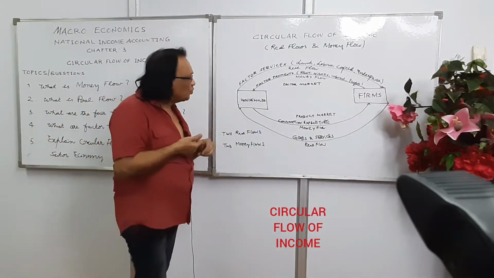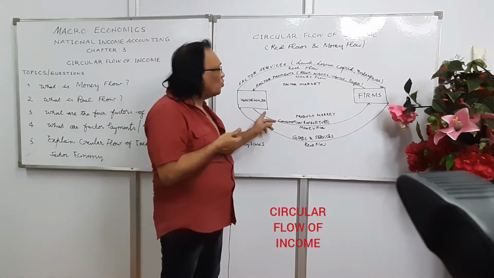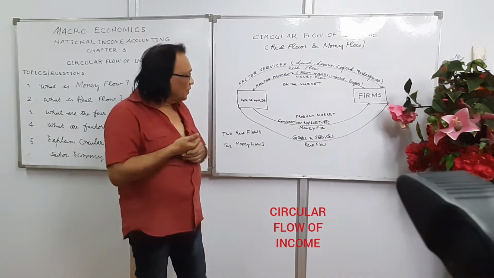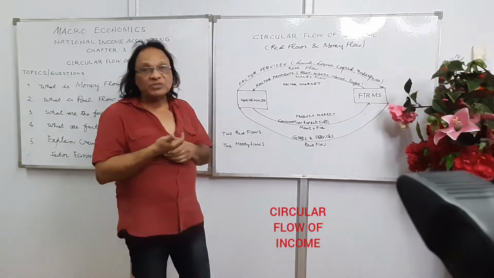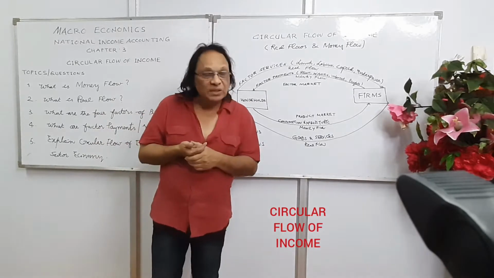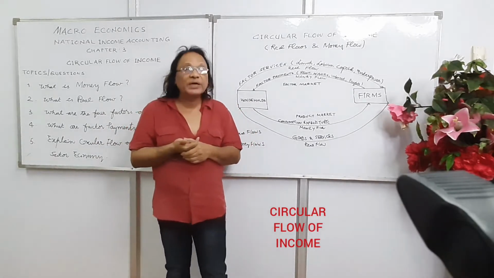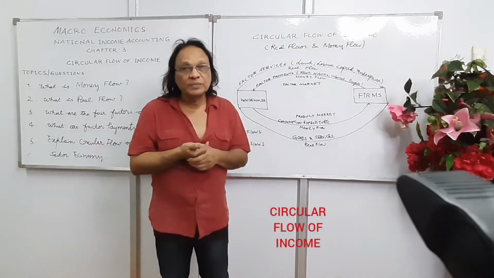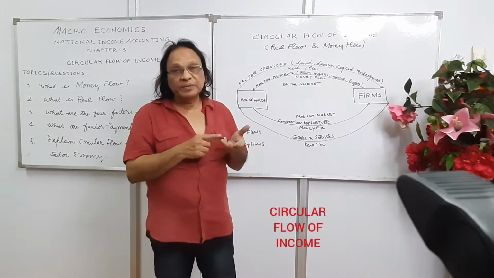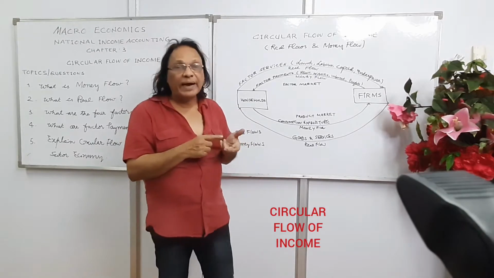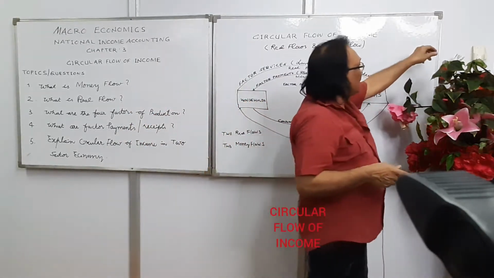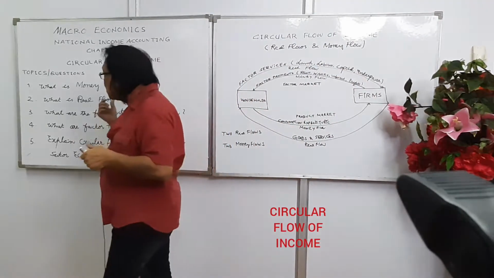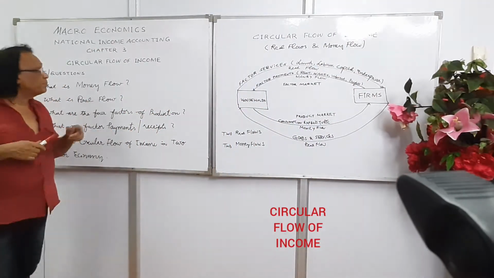The 2 sectors we'll be talking about are households and firms. There are 5 sectors in the economy, but the other 3 sectors are not in your syllabus for class 12. Those are maybe the government, rest of the world, and the capital market. Now we restrict our study to 2-sector economy. Let's start with the circular flow of income.